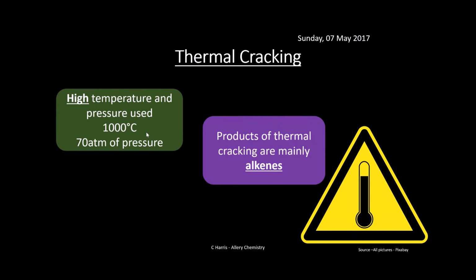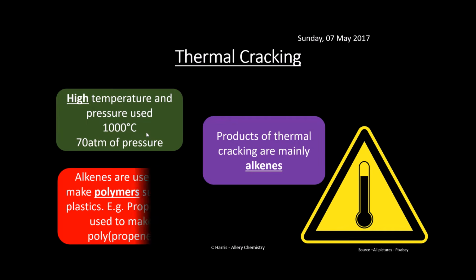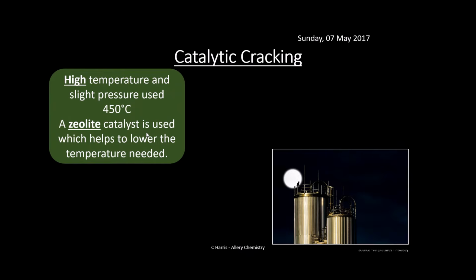And basically the products of thermal cracking are mainly alkenes. Now, it's not so much of a bad thing, because these alkenes can be used to make polymers, which is plastics. So, for example, propene is used to make polypropene. The other type of cracking is catalytic cracking. And again, as the name suggests, we're using a catalyst. Now, the difference with this one is that the temperature is still high, but it's not as high as thermal cracking, and the pressure is lower.